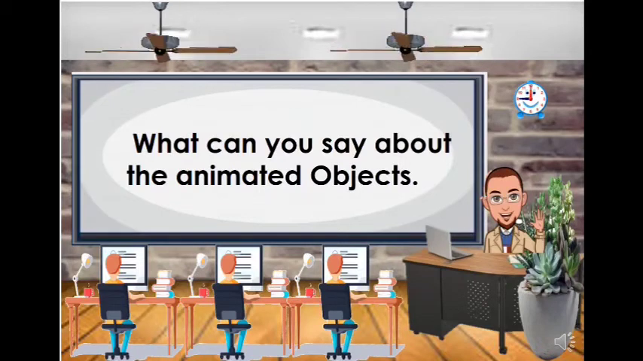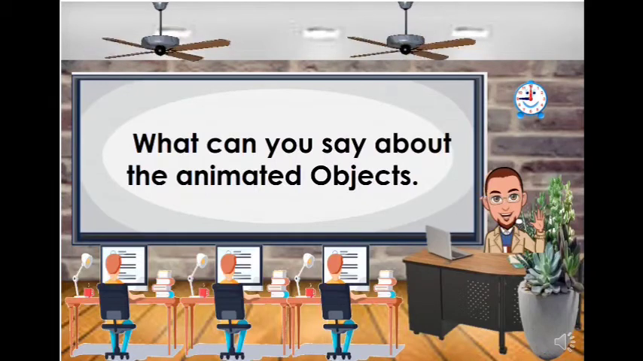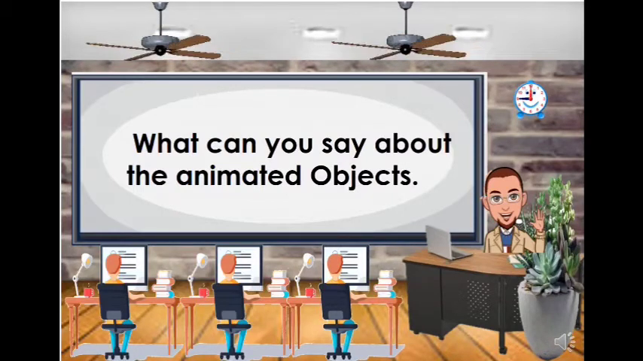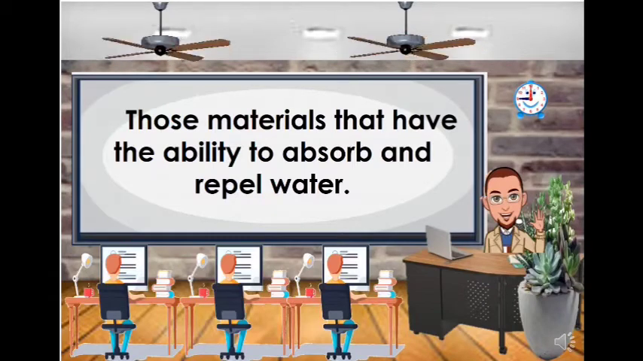Okay, now, what can you say about the animated objects? Tama, some of them can absorb water. What are those materials that can absorb water? Si Spongy the Sponge, si Peter Paper, at si Tissue. At sino naman yung hindi? Si Gary Glass at si Celso Cellophane. Ayun naman pala. And those materials that have the ability to absorb and repel water.